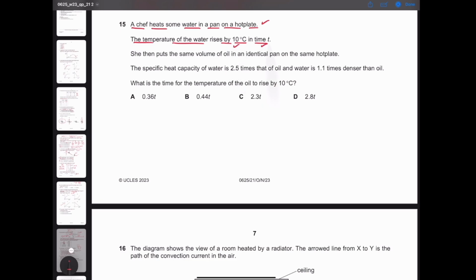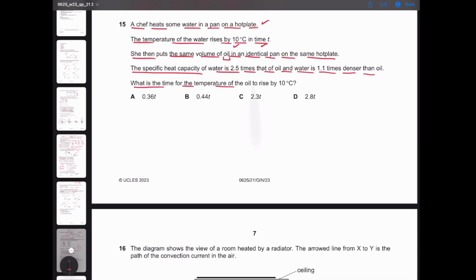All right. She then puts the same volume of oil in an identical pan on the same hot plate. So now oil is entered here. The specific heat capacity of water is 2.5 times that of oil and water is 1.1 times denser than the oil. What is the time for the temperature of the oil to rise by 10 degrees Celsius?